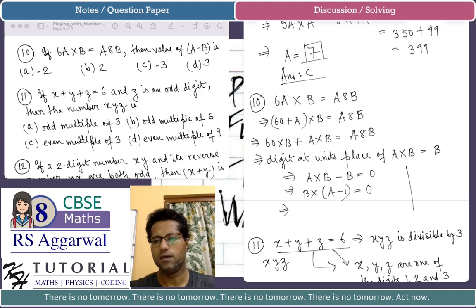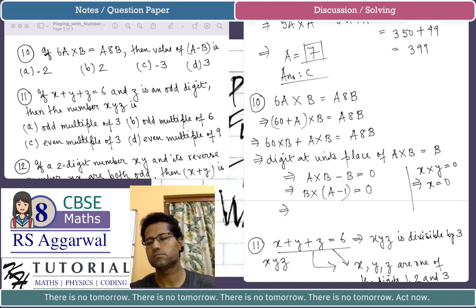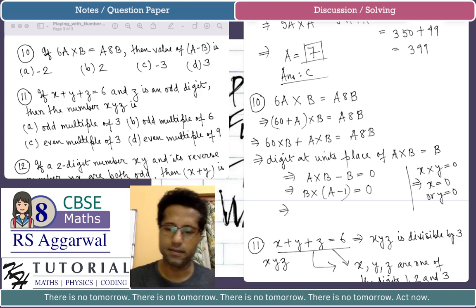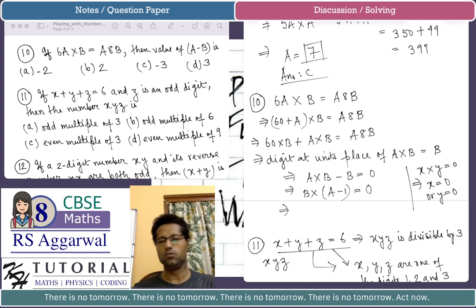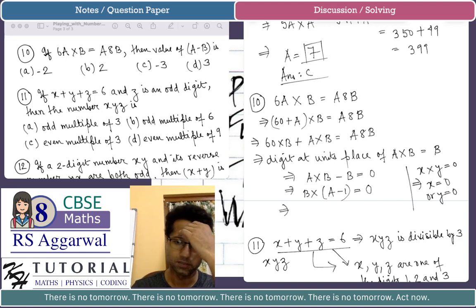If we have x multiplied by y equal to 0, this implies x is equal to 0 or y equals 0. Both can be 0, or at least one has to be 0. Now, we have b into a minus 1 equals 0. So either a minus 1 is 0 or b is 0.